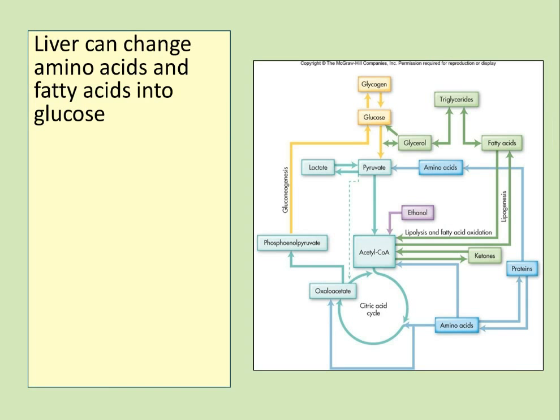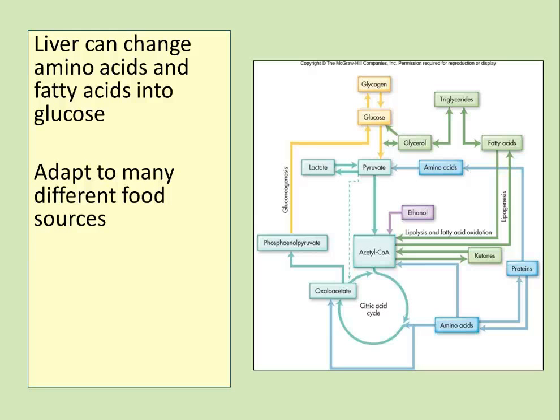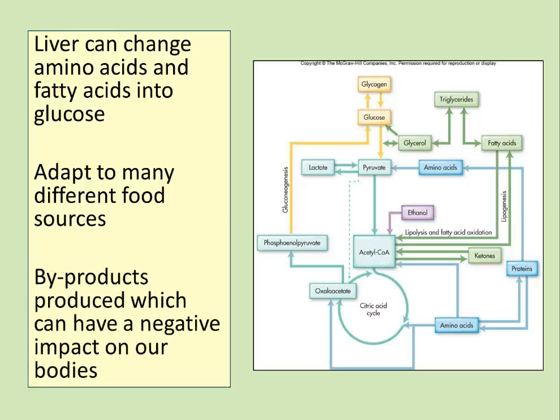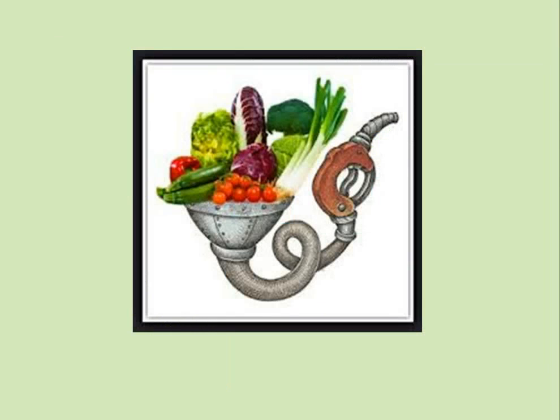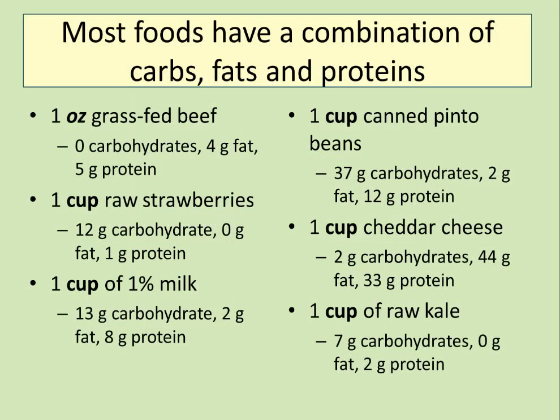In times of too little carbohydrate consumption, our liver can actually change some amino acids and some fatty acids into glucose. Great, right? It is. It allows us to adapt to many different food sources. However, with the conversion of non-carbohydrates into glucose, there are byproducts produced which can have a negative impact on our bodies. So glucose made directly from carbohydrates is the perfect fuel for our bodies. As you can see here, most foods have a combination of carbohydrates, fats, and proteins.